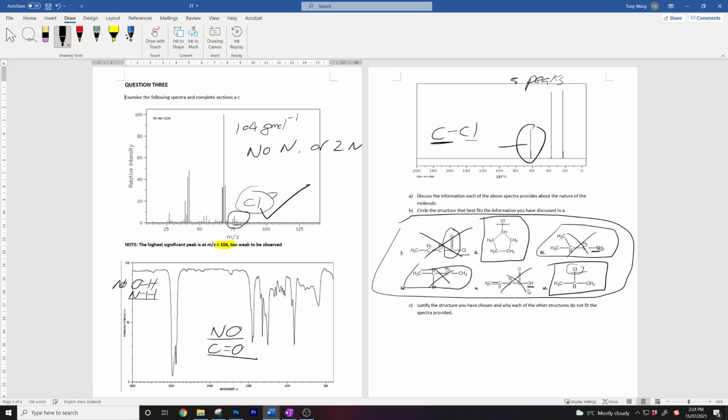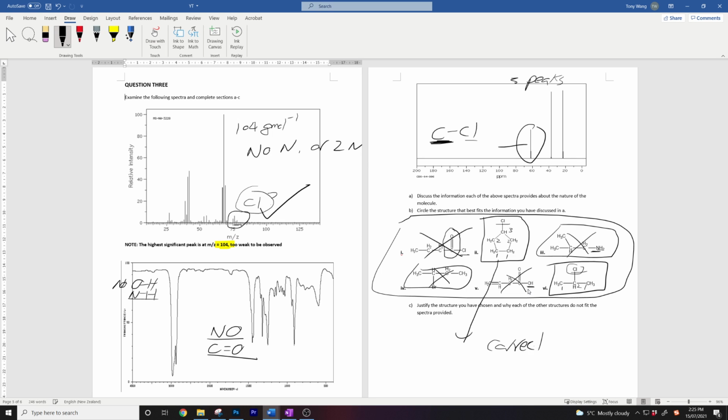So yes, this is a C-Cl. This is the chemical shift for the carbon in that particular molecule. Okay, so carbon environments: 1, 1, 2, 2, 3. So that's 3 chemical shifts, 3 peaks, sorry. This is 1, 1, 2. So this is going to be the correct molecule.